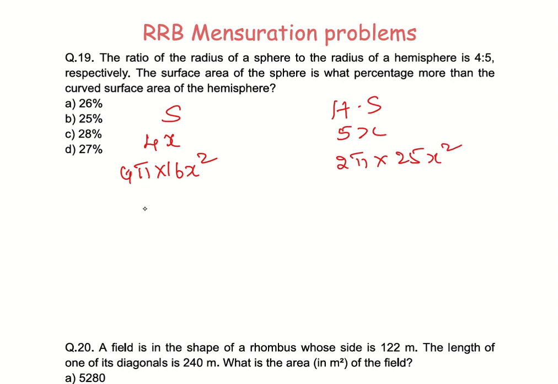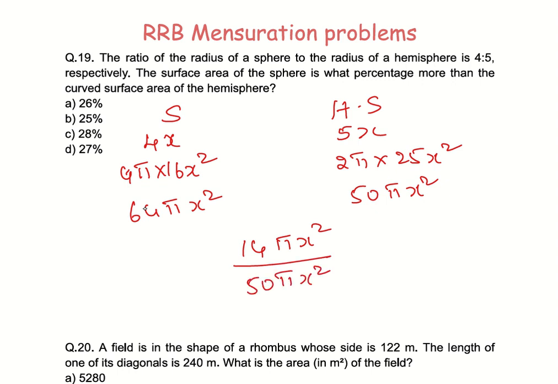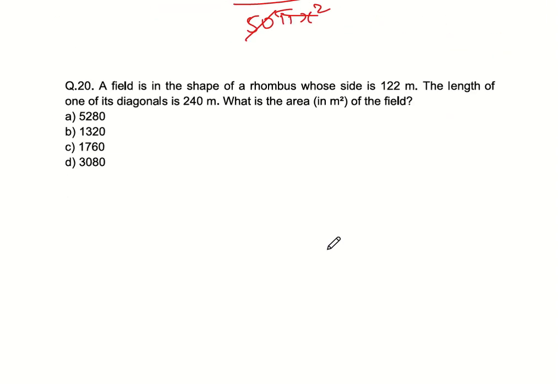So 16 fours are 64 pi x square. Here 2 fives are 10, 2 twenty-fives are 50 pi x square. So they are asking what percentage more. So here 14 pi x square is more than 50 pi x square, into 100. So pi x square gets cancelled, 5 ones, 5 twos, it is 28 percentage. C is our answer. Now the 20th question.